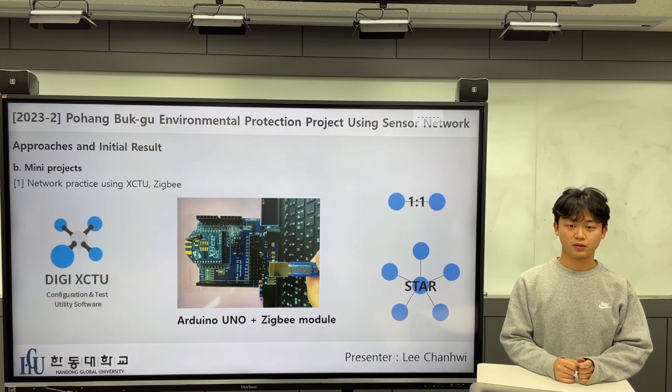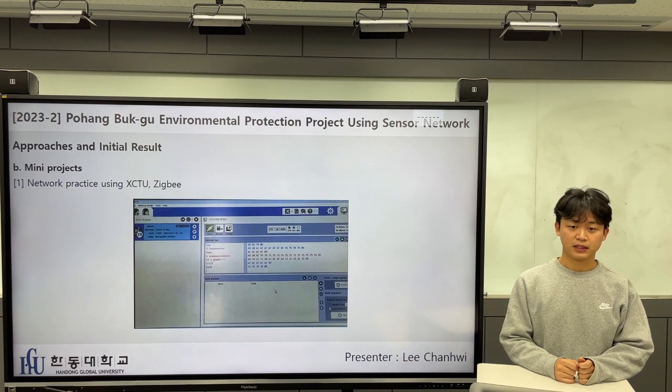Before developing the sensor node for the final project, we conducted a mini project by defining locations on campus that require monitoring. Through this process, we were able to acquire fundamental knowledge that is necessary for the development of the sensor node. Firstly, we conducted network practice by equipping a ZigBee module on Arduino Uno. This photo shows a ZigBee module mounted on Arduino Uno using the XCTU program.